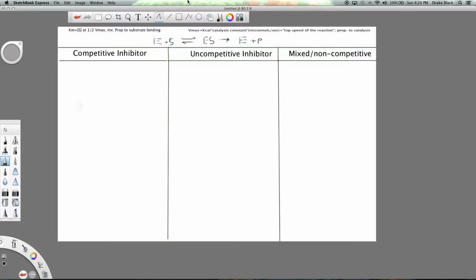So let's look at competitive inhibition first. If we're going to use this method of describing it, what we would do is first write down E plus S, and then once that binds, we have the ES here, and then we're going to let it go to E plus P. So that's how it would normally go without an inhibitor.